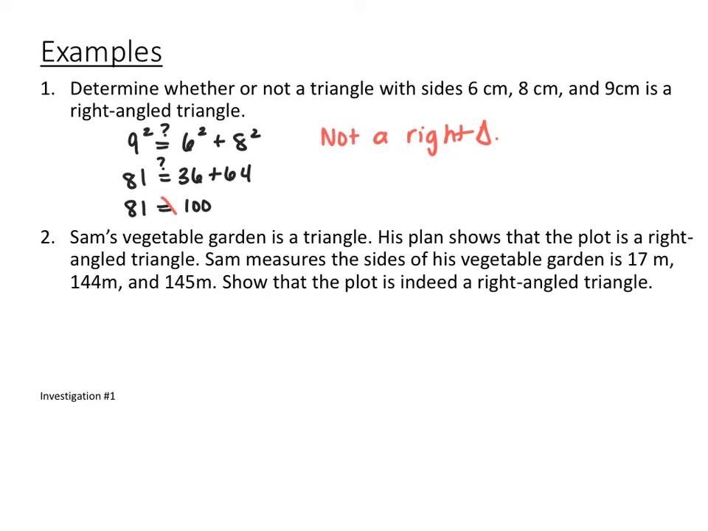So same thing, Sam's vegetable garden is a triangle. He plans to have it be a right angle. He measures his vegetable garden to be 17 meters, 144 meters, and 145 meters. Show that it is indeed a right-angled triangle. Go ahead and pause the video and do that.